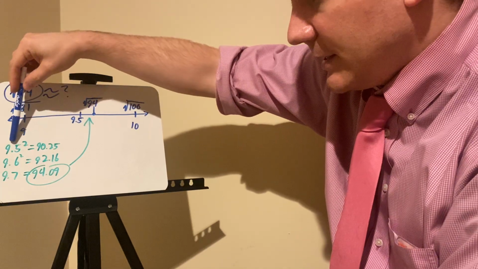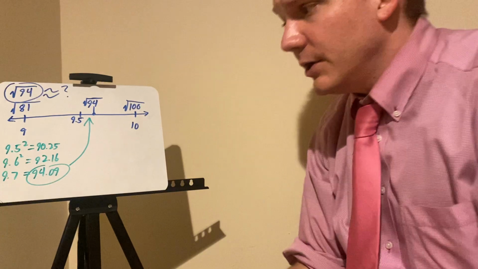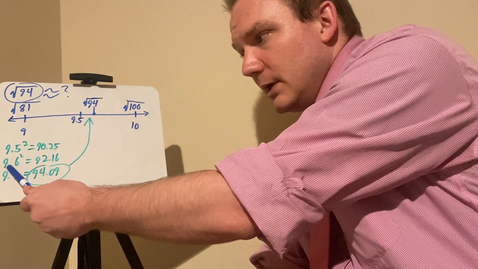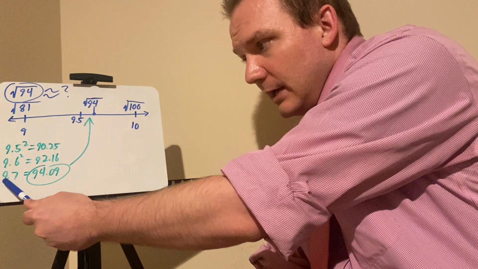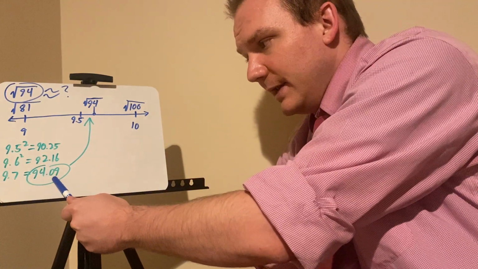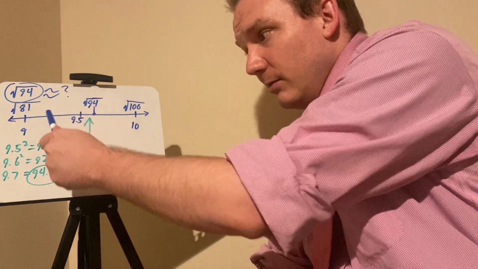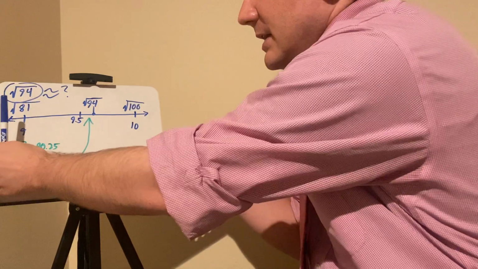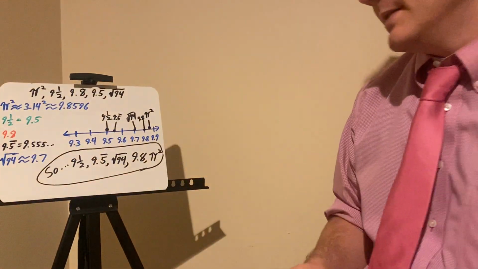So I started that out. I did 9.5 squared. I got 90 and 25 hundredths. I went up higher. 9 and 6 tenths squared is 92 and 16 hundredths. And I went up higher because I'm aiming for 94. 9 and 7 tenths squared is 94 and 9 hundredths. This is super close, so I just said it's about 9 and 7 tenths. So the square root of 94 is about 9 and 7 tenths.